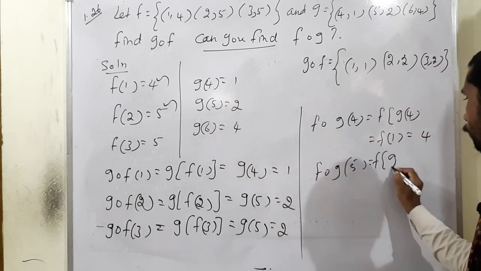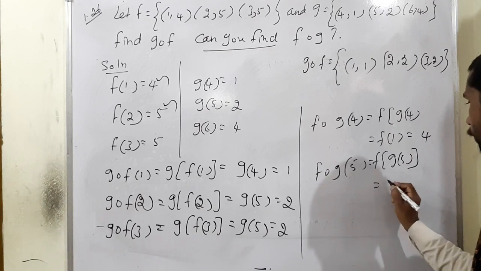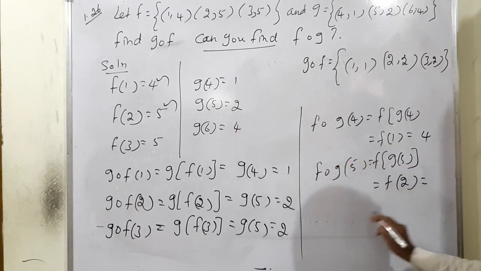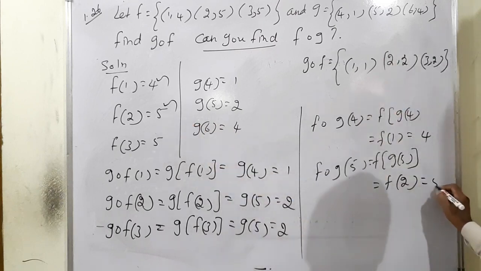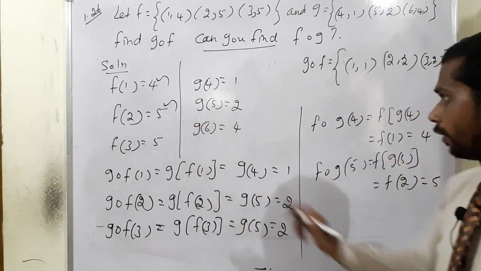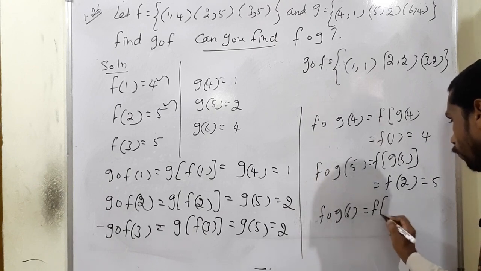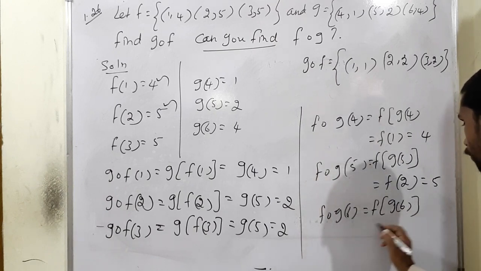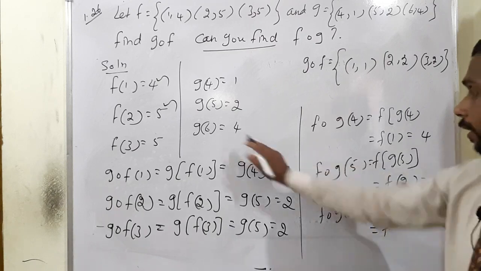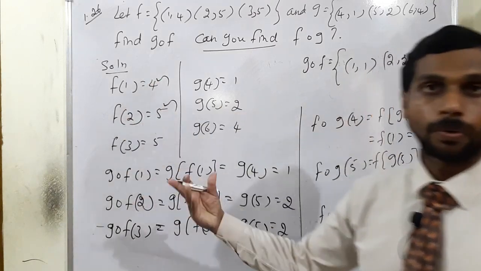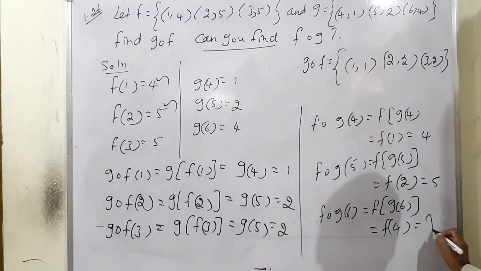Again, f of g of i is equal to true. Again, f of 2 is equal to 5, is there. Clear. Last case, f dot g of 6, therefore f of g of 6. Again, g of 6 is equal to 4. Check it. Is there any value for f of 4? There is nothing. Therefore, not possible.